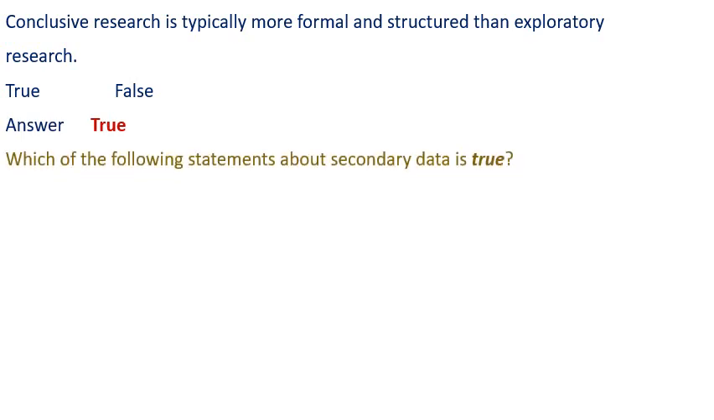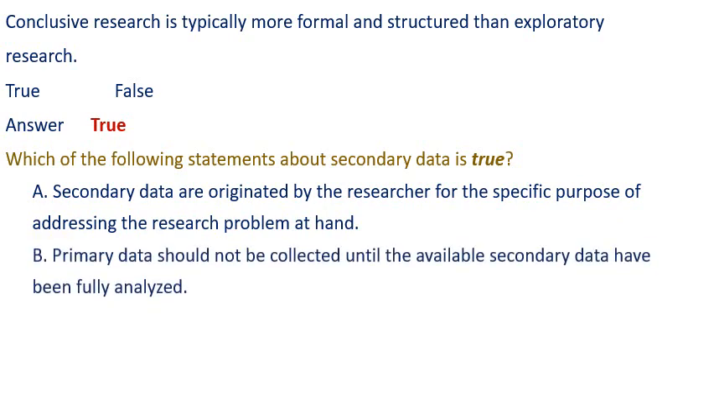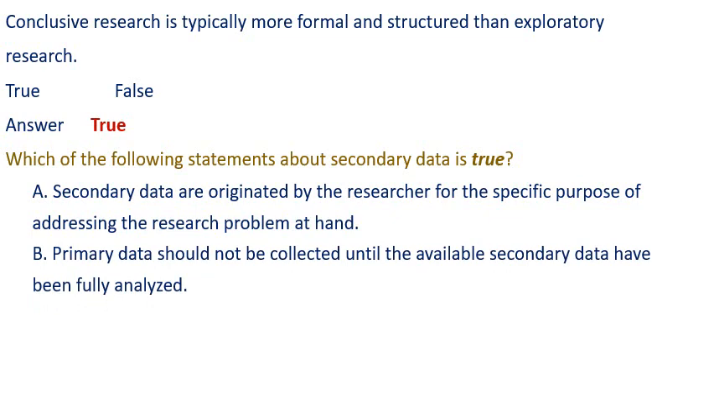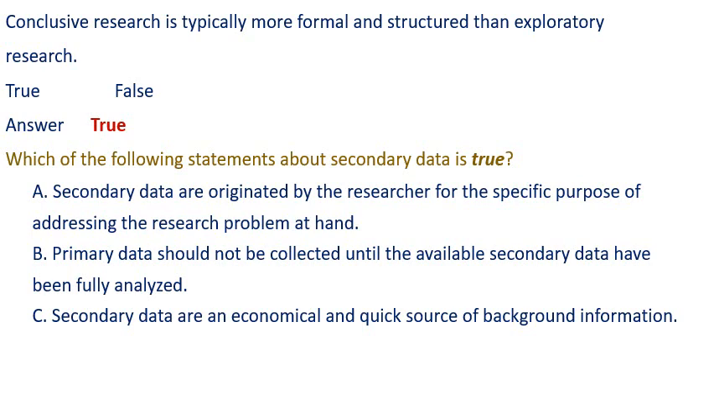Which of the following statements about secondary data is true? A. Secondary data are originated by the researcher for the specific purpose of addressing the research problem at hand. B. Primary data should not be collected until the available secondary data have been fully analyzed. C. Secondary data are an economical and quick source of background information. D. Both B and C. Which of these options is the right answer? The answer is D.